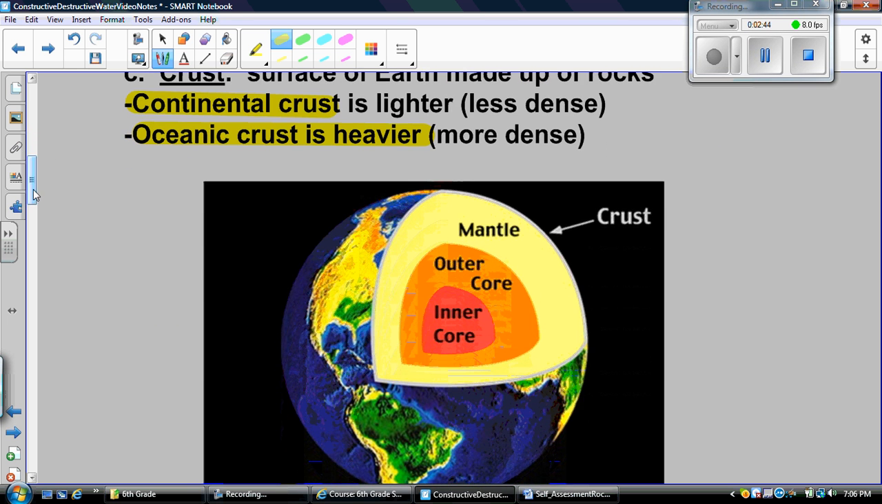So if we take a look at the picture, this is showing you the layers of the Earth. Here's our inner core, which is a solid made up of iron and nickel. The outer core, which is liquid magma, which creates a magnetic field, which helps protect us from the sun's radiation. Then we have the mantle, which is both a solid and a liquid layer. Because our crust sits on the mantle and the mantle moves, so does our crust.